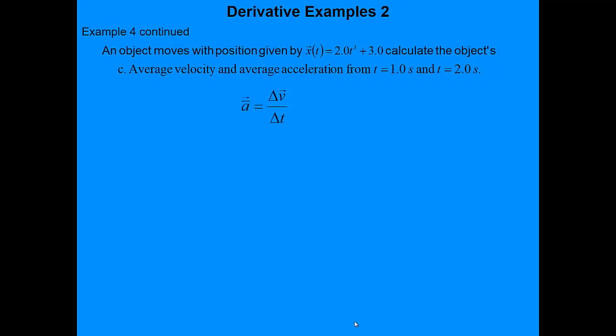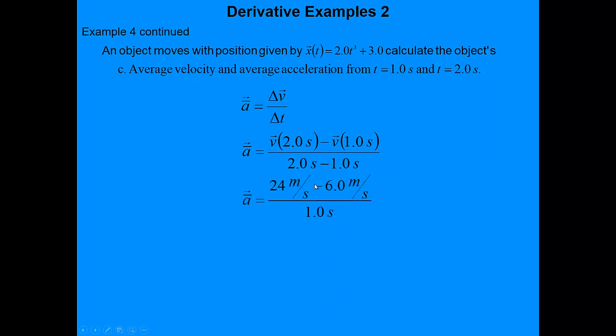Average acceleration, well, again, let's use the equation. Average acceleration is change in velocity over change in time. Well, we actually know the velocity at 2 seconds and 1 second. We were just talking about them, so we can just plug in the numbers. 24 minus 6 is 18 over 1 second. We get an average acceleration of 18 meters per second squared.